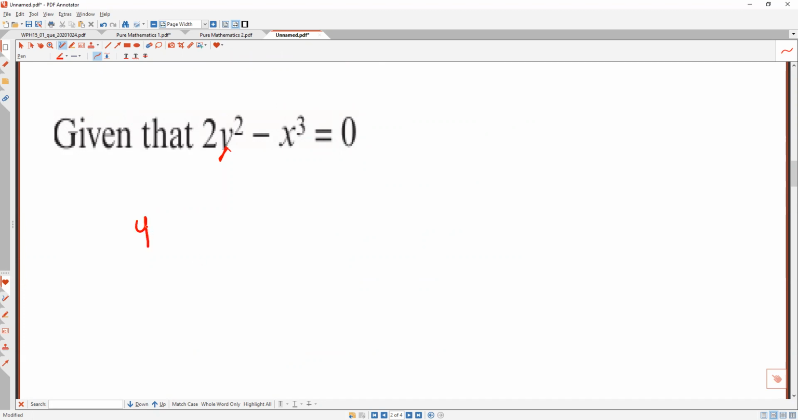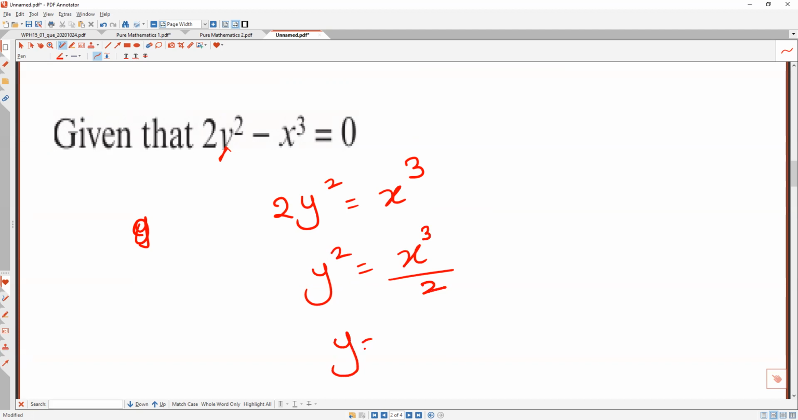Here y is equal to nothing. Well, if you want, you can make y the subject of the formula. It's completely up to you. How would you have done it? There are two ways to do this. Check. Nabil, you're not even looking at the board. 2y square is equal to x cube. Y square is equal to x cube divided by 2. Y is equal to root of x cube by 2. This is one way to do it.